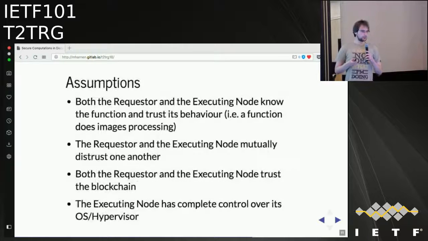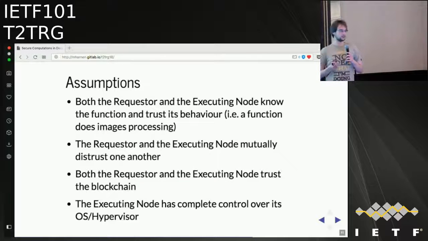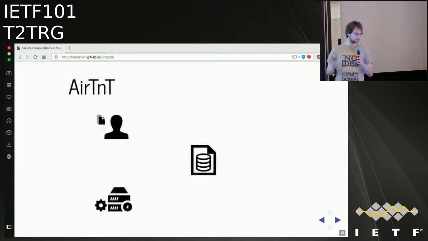So then the overview of the system, just the assumptions. We have a requesting node and an executing node. They both distrust one another. However, they trust the function. So if I call this function, I know that it's going to do image processing or video rendering. However, both requester and executing node trust the blockchain. And also, we assume that the executing node has complete control over its system, operating system, hypervisor, and so on.